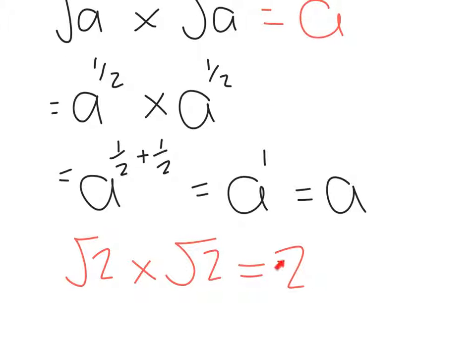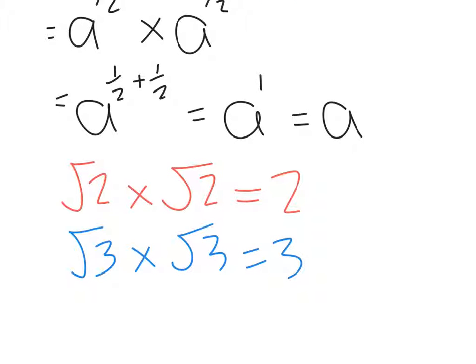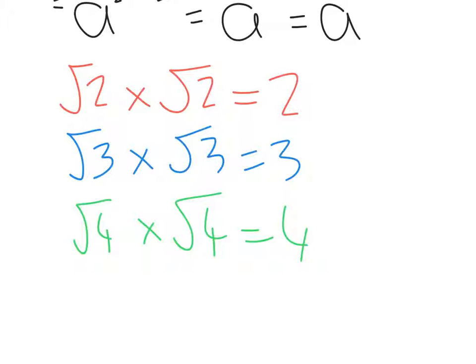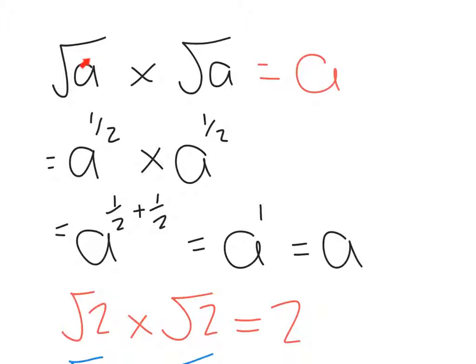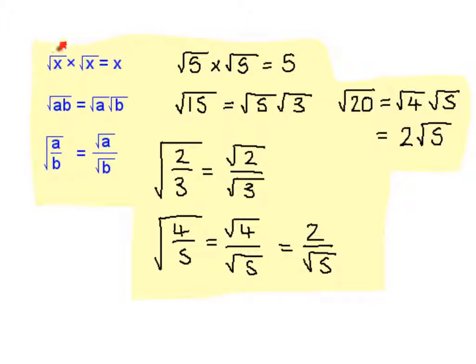And the square root of 3, multiplied by the square root of 3, would be equal to 3. And the square root of 4 multiplied by the square root of 4 would be equal to 4. And we can also see this because the square root of 4 is 2. So this becomes 2 times 2, which again is 4. So in general, root a multiplied by root a gives us a. So root x multiplied by root x gives us x. So an example of that would be root 5 multiplied by root 5 gives us 5.